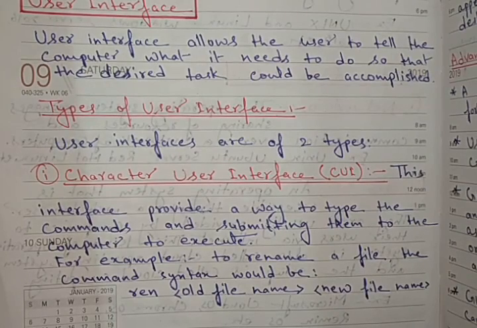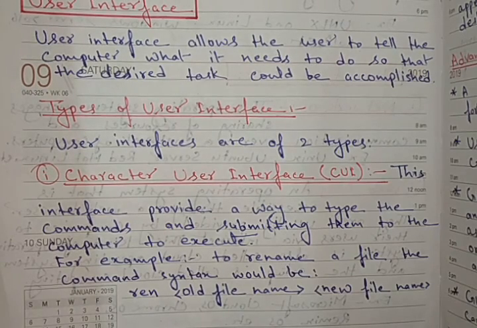In character user interface, you have to type the command and submit them to the computer to execute. For example, if you want to rename a file, the command syntax would be first ren, then a space, then give the old file name, then again a space, then type the new file name, then press enter.